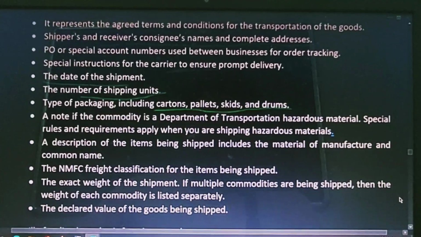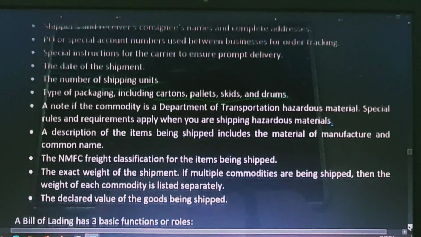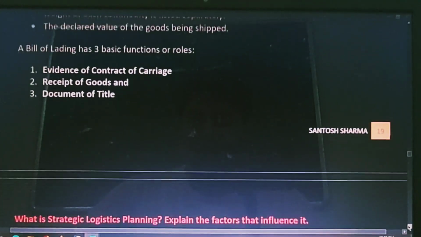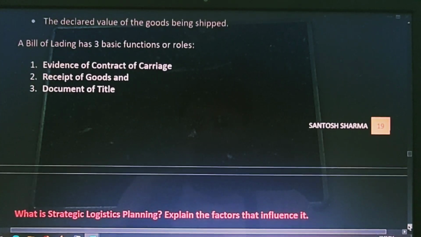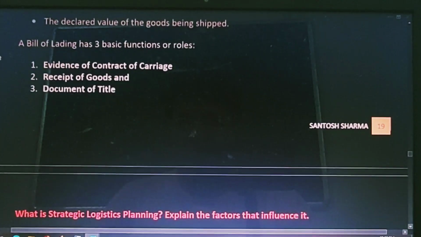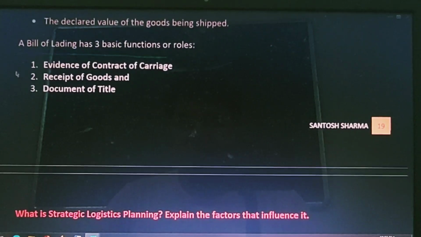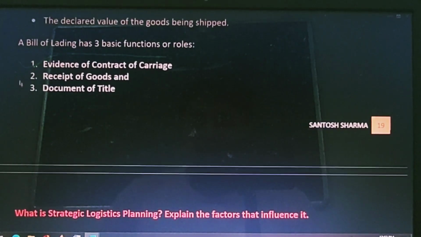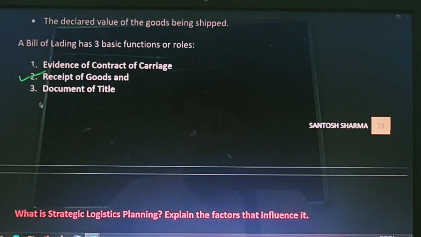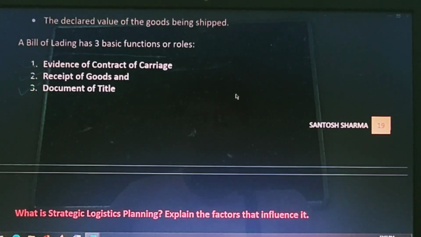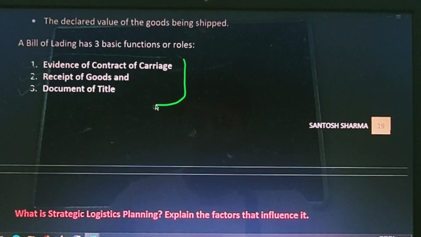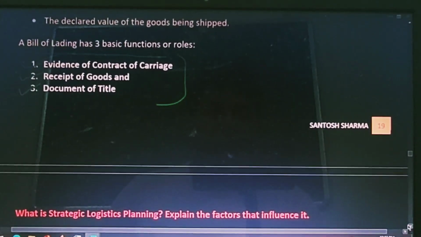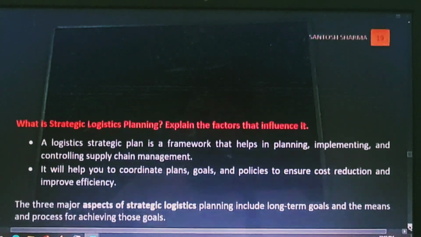तो ऐसे गुड्स के बारे में ऑल द डिटेल्स, सो दे आर स्पेसिफाइड इन दिस. And these are the three basic functions of bill of lading. First, it is an evidence of the contract of carriage, कि yes, the contract has been undertaken and goods have been received. Then a receipt of goods, and thirdly document of the title. तो like this ये तीन बहुत इंपॉर्टेंट फंक्शंस हैं बिल ऑफ लेडिंग के. आगे चलते हैं नेक्स्ट क्वेश्चन में.